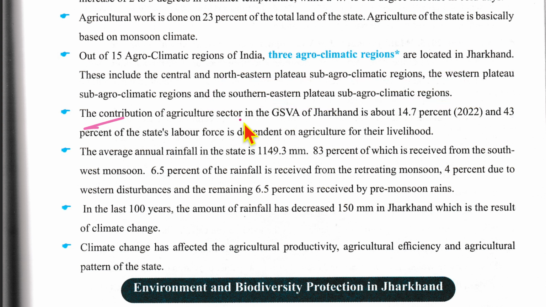The contribution of agriculture in the GSVA of the Jharkhand state is about 14.7% in 2022, and 43% of the state's total labor force is dependent on agriculture for their livelihood.